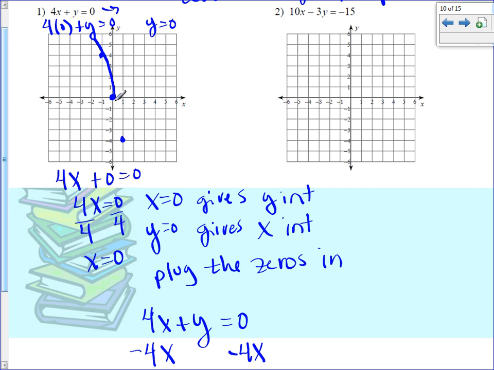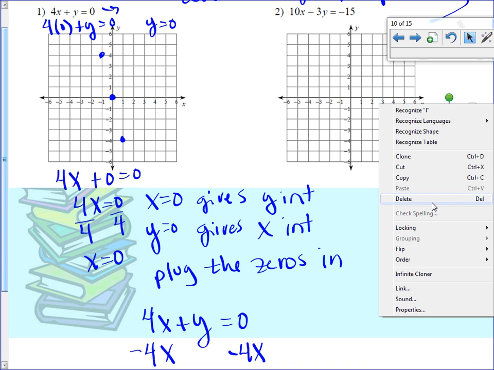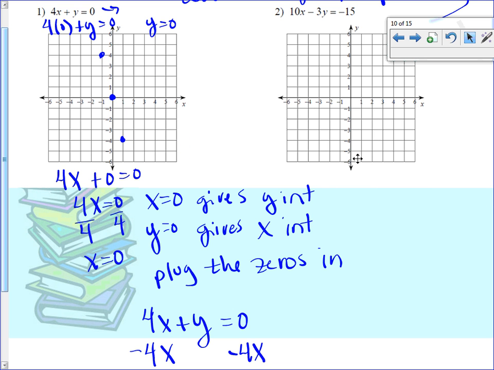And then you'll just draw your line. Whoops, that is a horrible line. Let me get rid of that. Hold on a second. Sorry. Delete. I'm not even going to try to draw a line through that. You guys know what I'm trying to do.